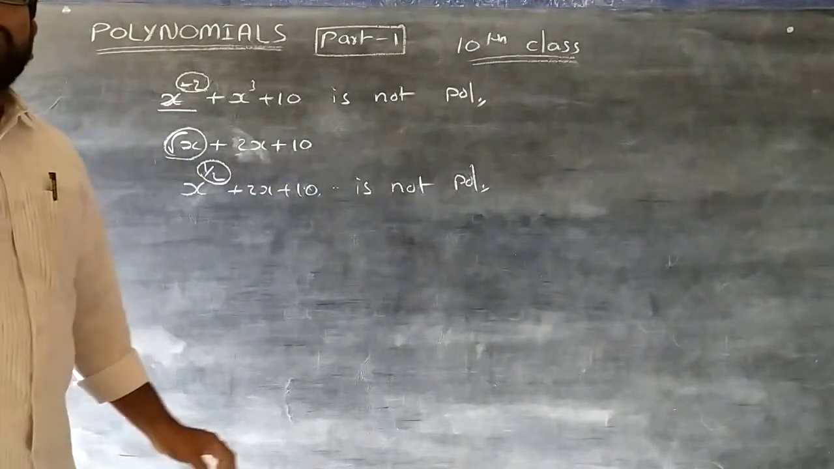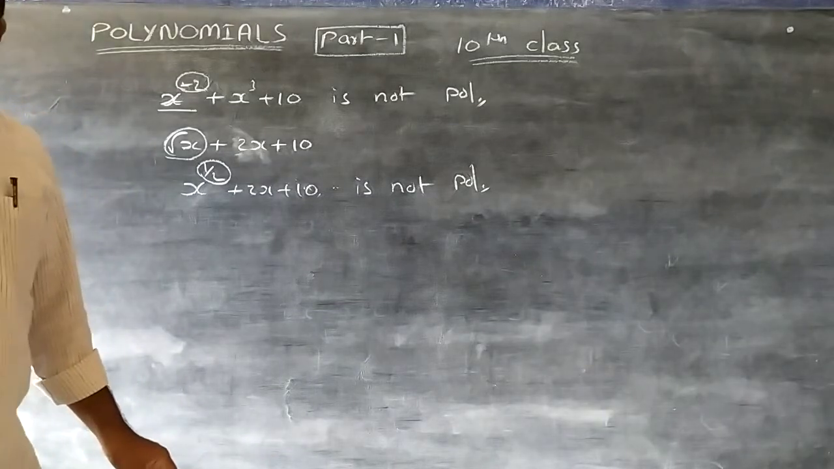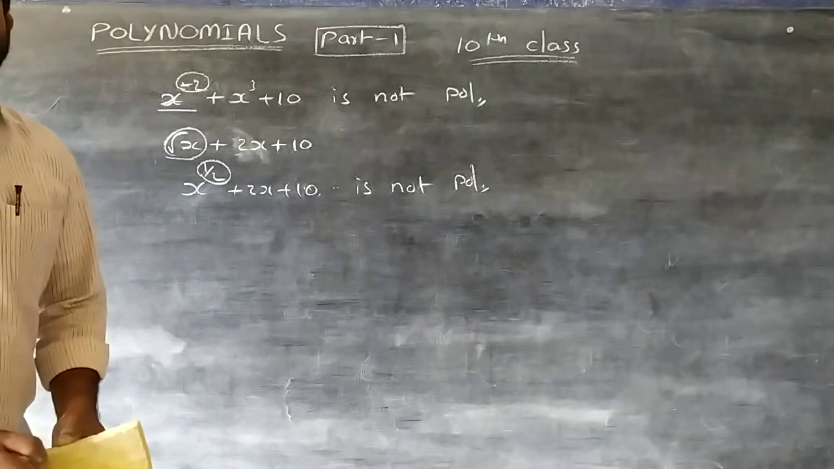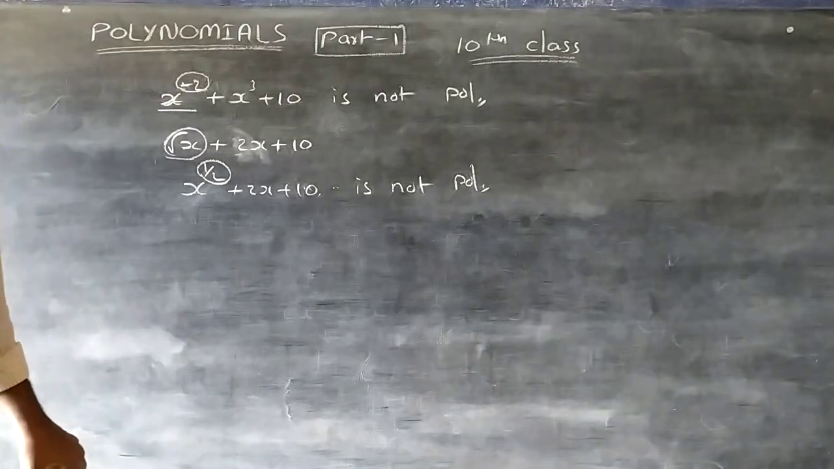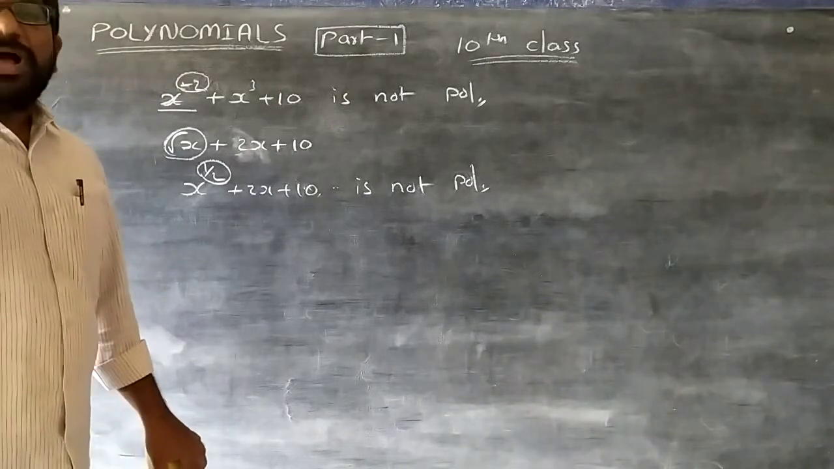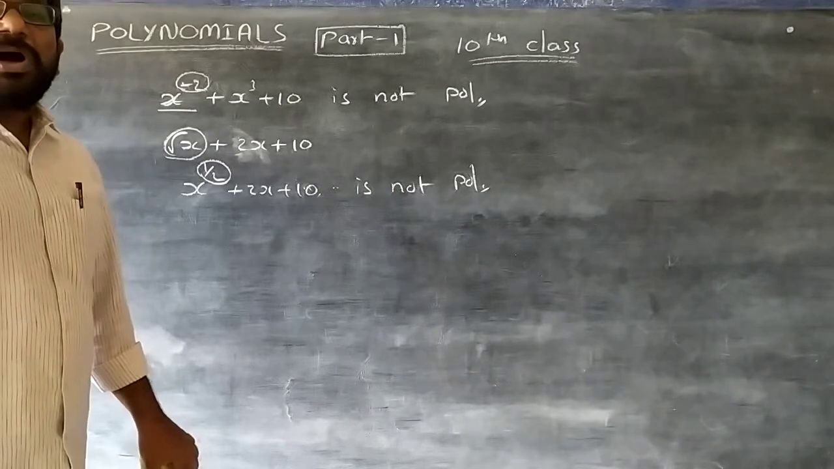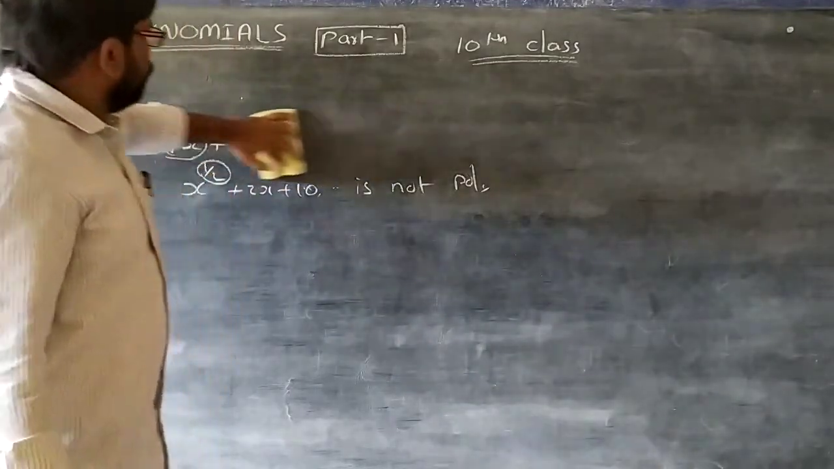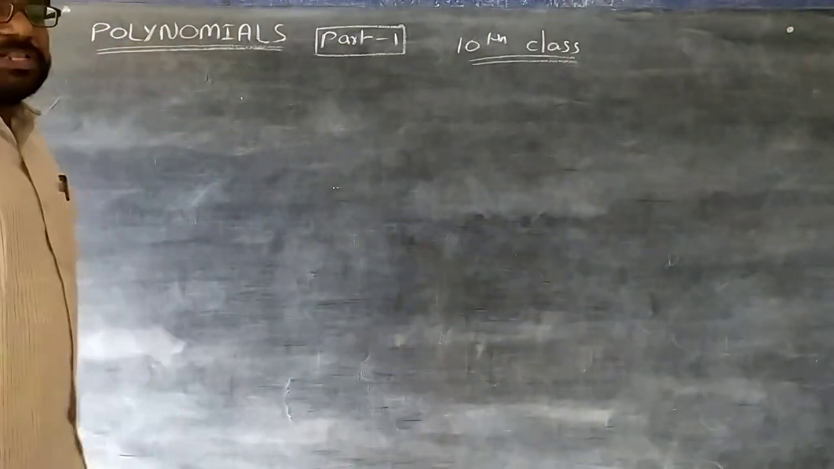Polynomials are only those where the variables have non-negative integral powers. Those are called polynomials. Otherwise, they are not polynomials. So every polynomial is an algebraic expression, but all expressions need not be polynomials. Go for next topic, types of polynomials.